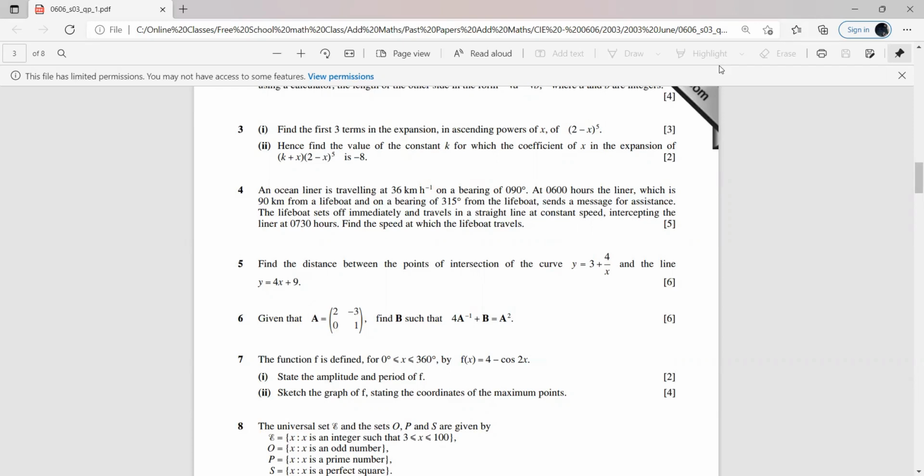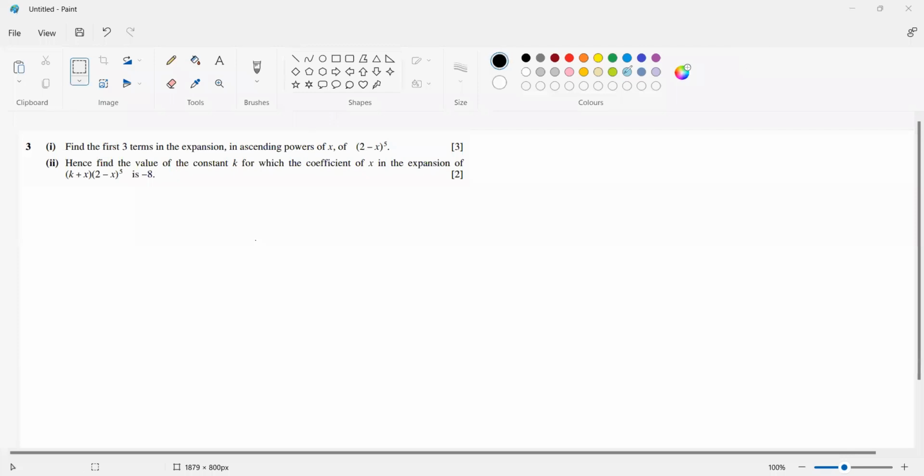Okay, let's begin with question number 3. Okay, let's move it to a whiteboard, please. Okay, they're saying find the first 3 terms in the expansion, in ascending powers of x, of (2 minus x) to the power of 5.